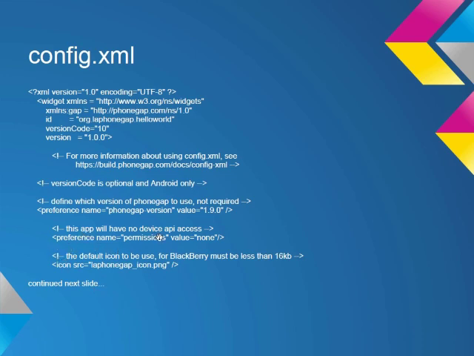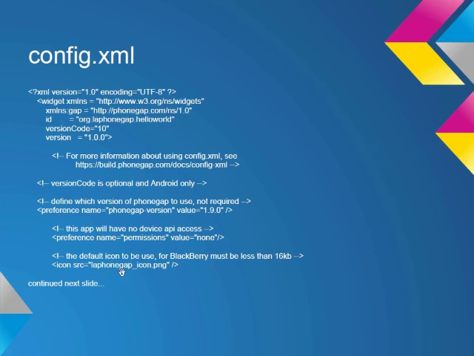This application will have no device API access, so no accelerometer, no media streaming, no GPS capabilities. You can omit this or define which permissions you actually want to use. Again, you can go to the configuration documentation up there.